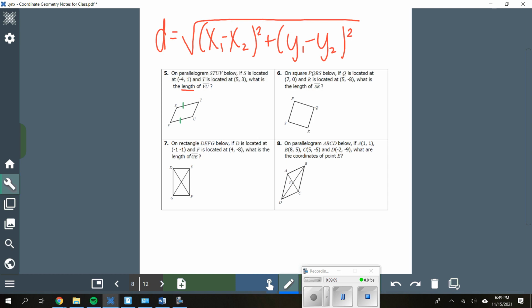So running my distance of ST, I do x minus x, so negative 4 minus 5 squared added to y minus y, 1 minus 3 squared. So that tells me that ST is equal to radical 85, which means VU is also equal to radical 85. Go ahead and do number 6 and type in your answer when you are prompted to on the video.